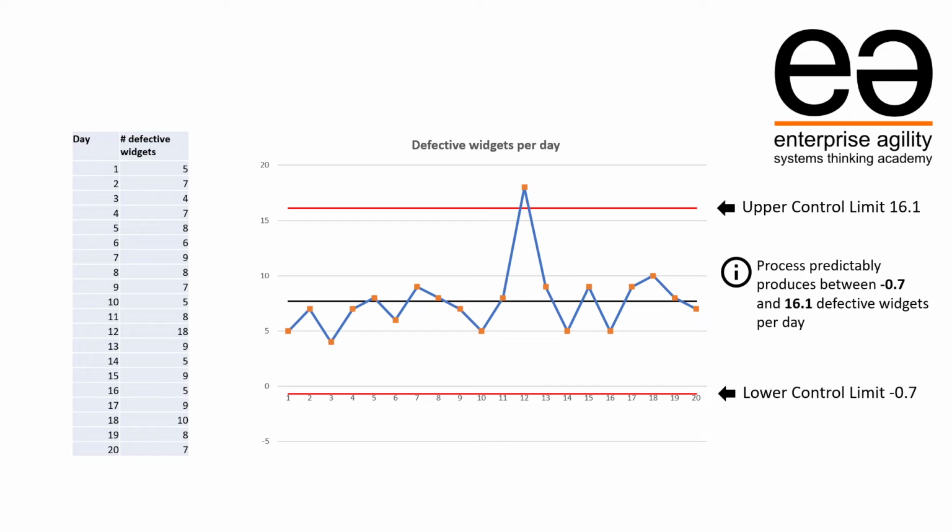But it's telling us more than that. What you can also see is that spike that we observed on day 12 is higher than the upper control limit. In other words, it is outwith the predictable limits of the process. This is an example of a signal, and it's one of the key benefits of a control chart, namely that it enables us to differentiate between signals and noise, signals being the things that warrant investigation or corrective action, and noise just being the natural hum and variation of the process.